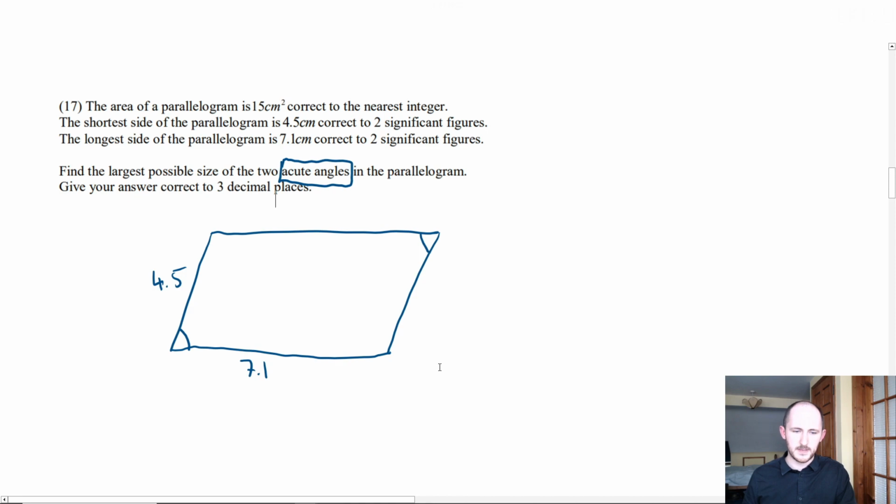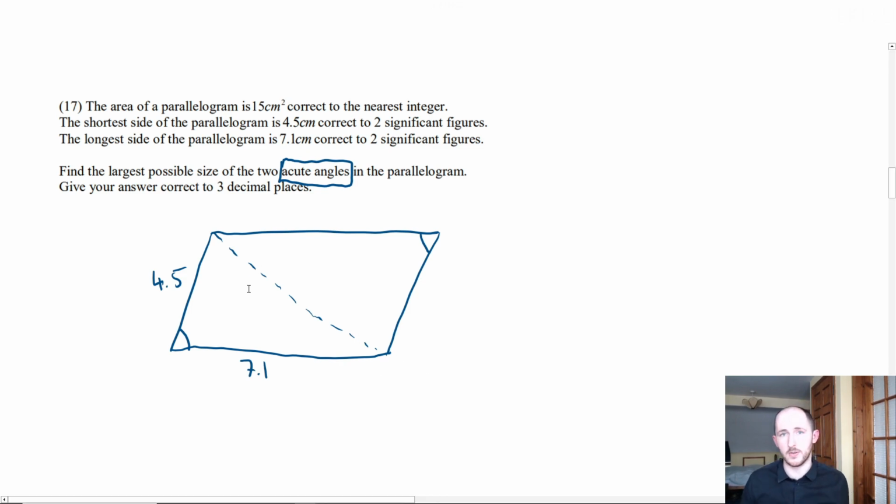Difference between perpendicular and parallel. So parallel means that the two lines never meet, right? So they just move like train tracks. Perpendicular means they meet at right angles to each other. So here's what I'm going to do. I'm going to cut this in half.